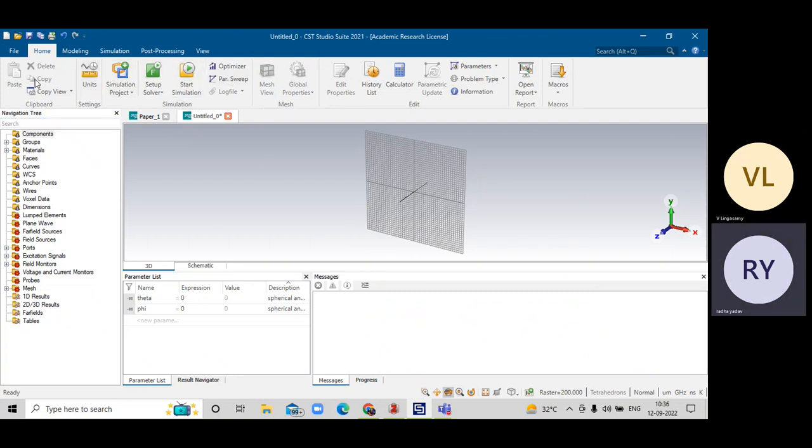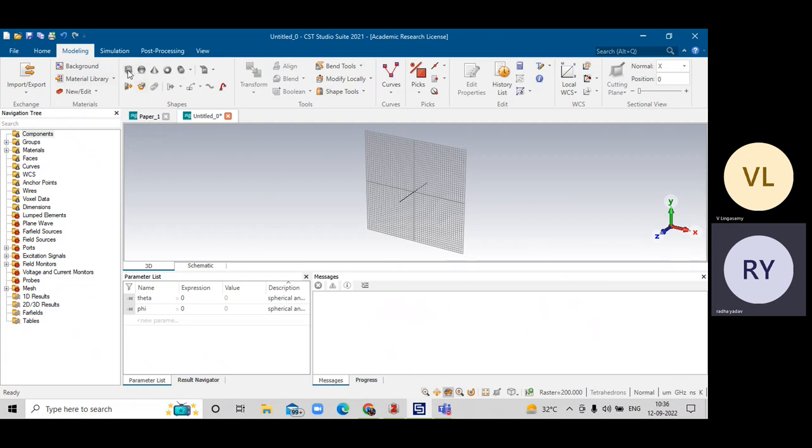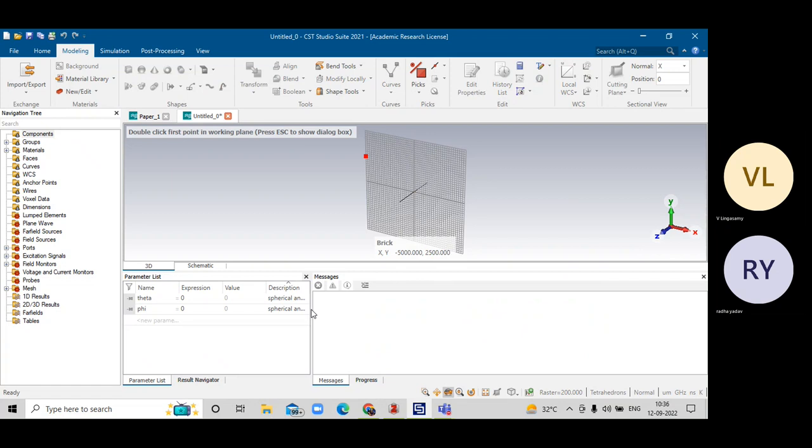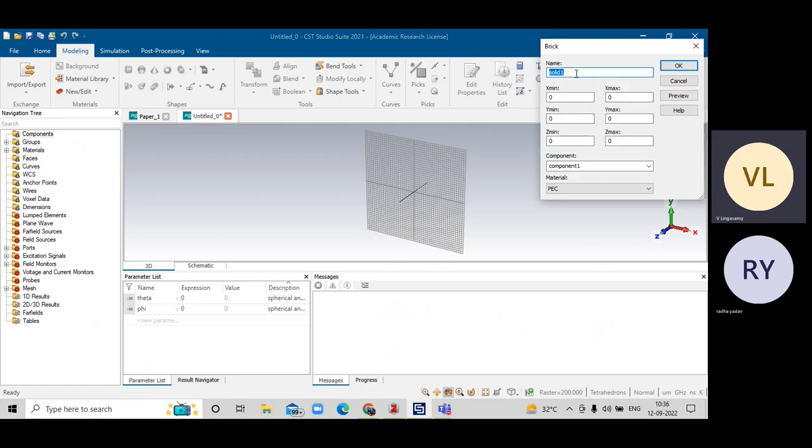For modeling, I should choose first, sir. Brick. Yeah, brick. First, you can define the PEC. Here it is in micrometer, right? You have to convert that. For example, PEC is 17.5 micrometer. You have to give the dimension as thickness 17.5 micrometer.